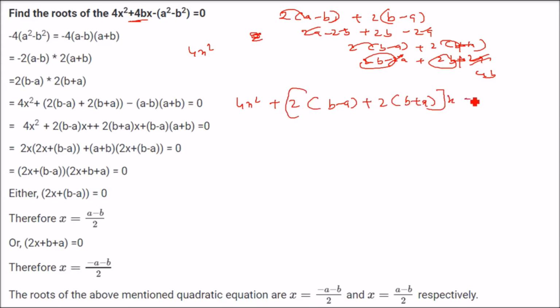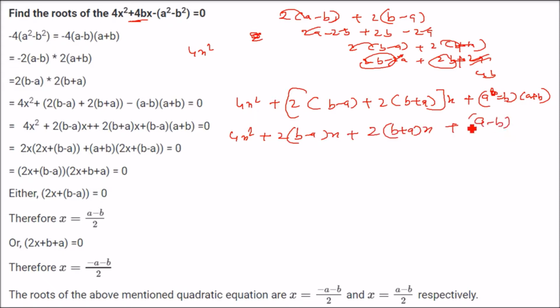and x, plus this one, a square minus b square. So this will be a square minus b square. I can write it as a minus b and a plus b. So let me just expand it. It will be 4x square plus 2b minus a x plus 2b plus a x plus a minus b, a plus b.